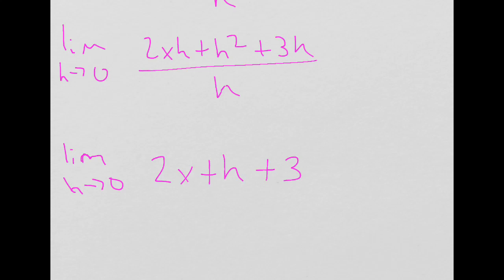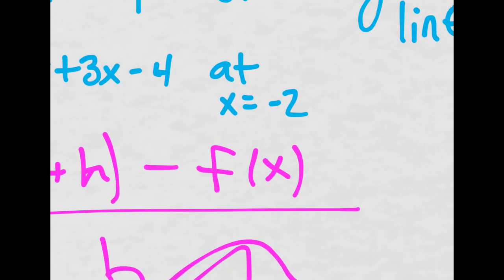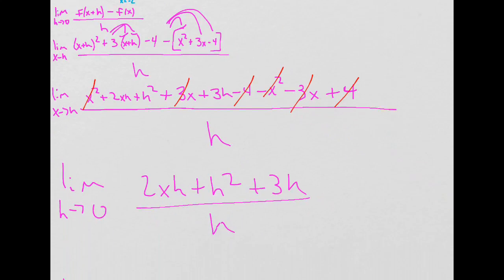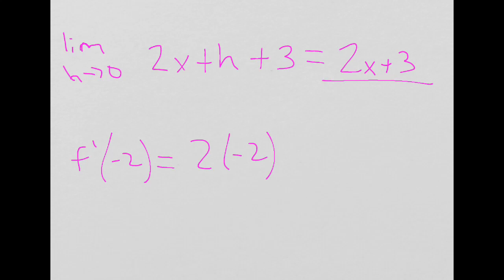So now as the limit as h approaches 0, I plug 0 in for h, and my limit is 2x plus 3. So then I'm almost done. All I've got to do is go back. It told me to find it at x equals negative 2. So f prime of negative 2, because this is f prime, if I plug that in there, that's 2 times negative 2 plus 3, which is negative 1.